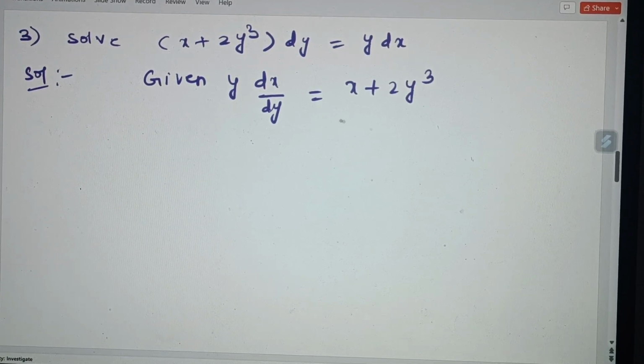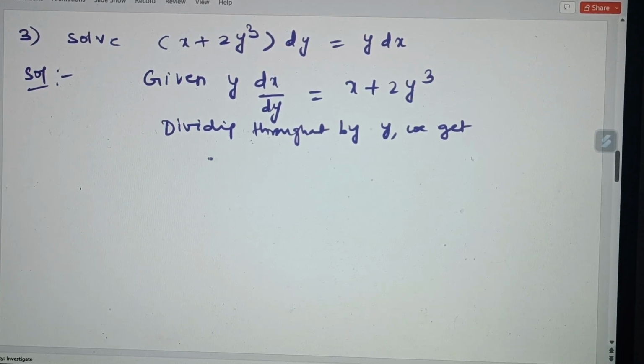After rearranging, we can write the equation as y dx/dy = x + 2y³. So what should the coefficient of dx/dy be? The coefficient of dx/dy, or dy/dx, should always be 1. So for this, you are going to divide throughout by y.